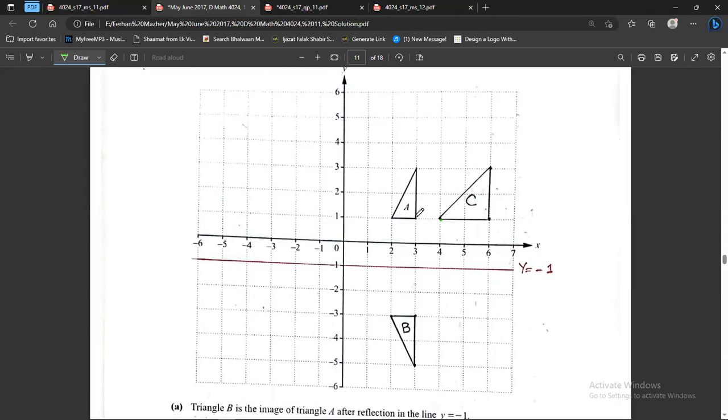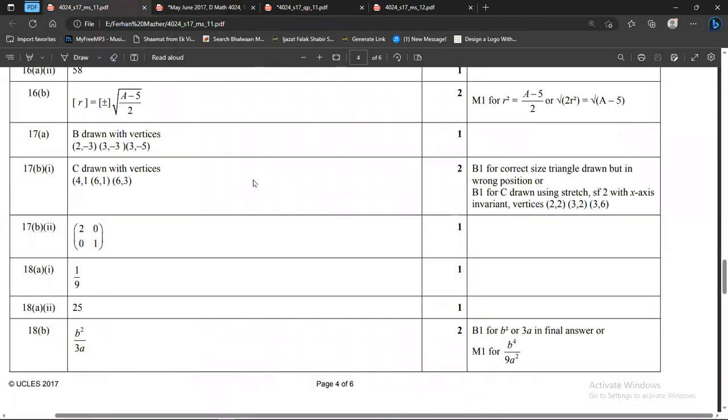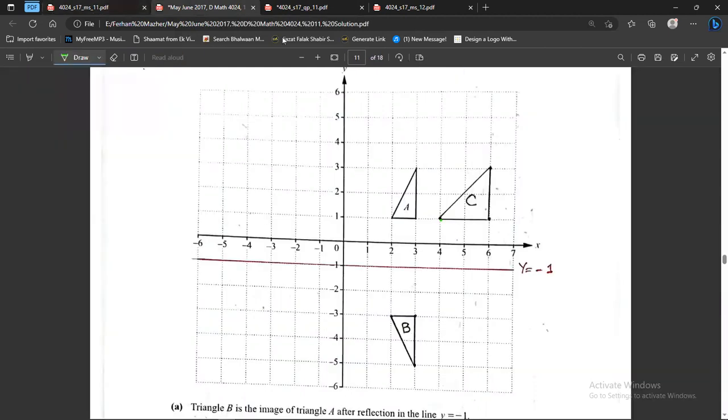Now this point. How far is it from the invariant line? 1, 2, 3. Multiplied by 2, you get 6. So 1, 2, 3, 4, 5, 6. This point is 3 steps to the right of the invariant line, so 1, 2, 3 multiplied by 2, you get 6. So this is how you will stretch this diagram. So the points are (4, 1), (6, 1), and (6, 3). So our answer is right.